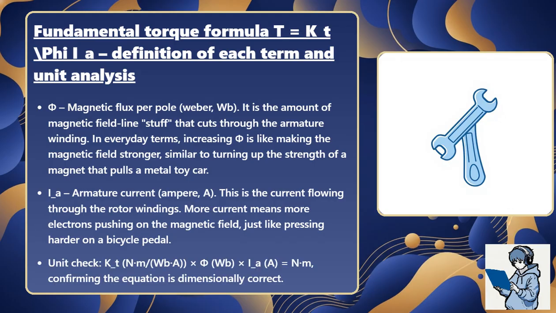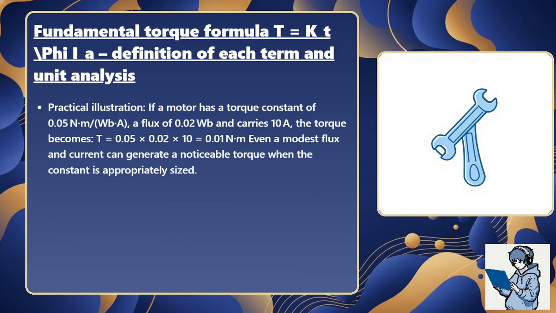Unit check. KT in Newton meter per Weber ampere times phi in Weber times IA in ampere equals Newton meter, confirming the equation is dimensionally correct. Practical illustration. If a motor has a torque constant of 0.05 Newton meter per Weber ampere, a flux of 0.02 Weber, and carries 10 amperes, the torque becomes T equals 0.05 times 0.02 times 10, equals 0.01 Newton meter. Even a modest flux and current can generate a noticeable torque when the constant is appropriately sized.